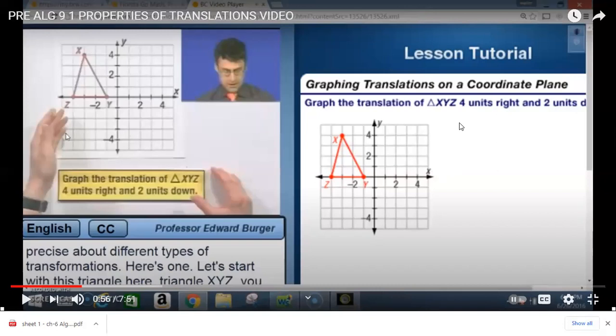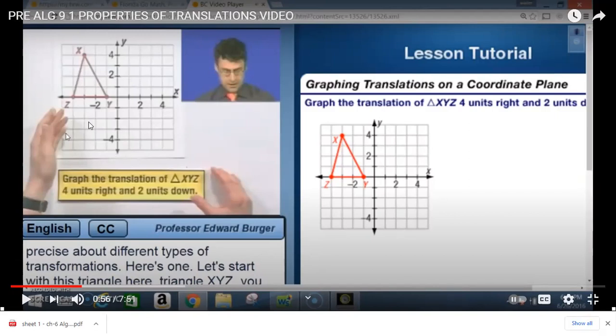We will add 4 because it's going to the right. Thank you. So it will be X plus 4. And what about Y? We will do -2. We will subtract 2 from Y. Thank you so much. Or we can use counting.